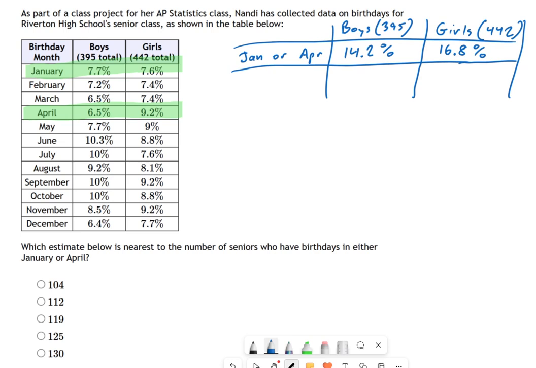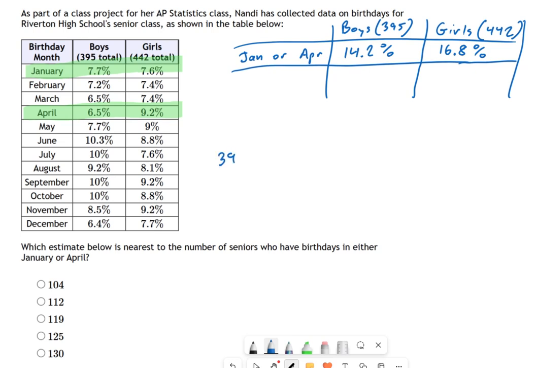And the reason why we have to treat this separately, we can't take the average, for example. We can't just average 14 and 16 together, is because there's more girls than boys total, right? Lots more girls in the senior class than boys for whatever reason. So what that means is we have to turn the percentage first into a number for the boys, then into a number for the girls, and only at the end add up those numbers.